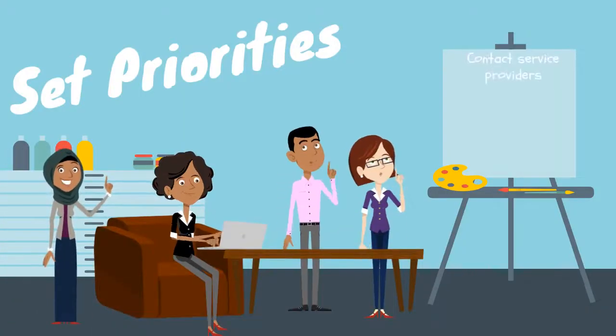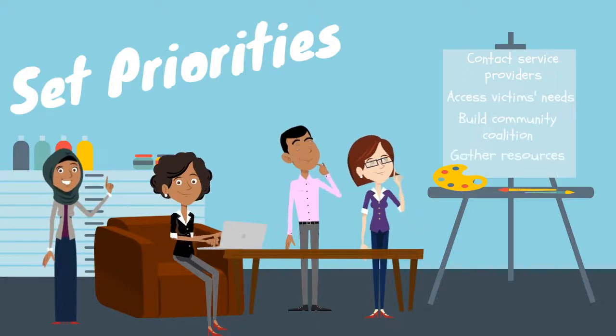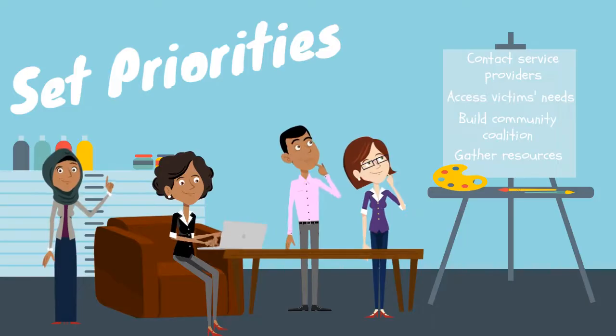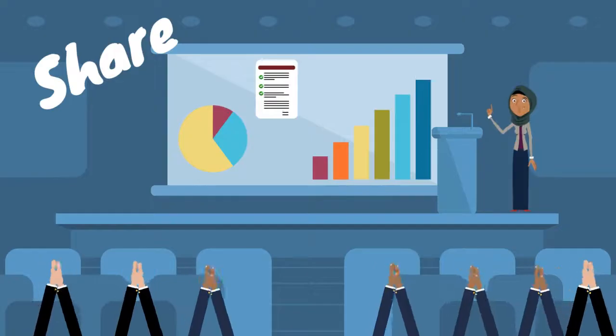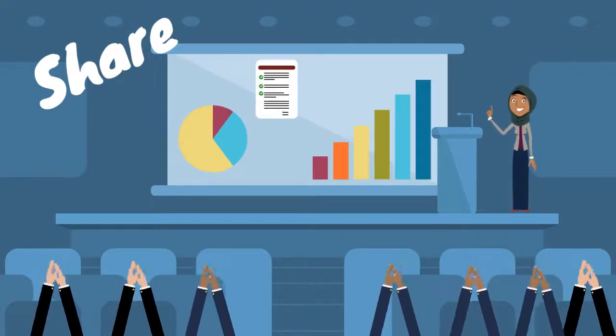Step 4. Set priorities. Based on these key findings, talk with your community partners to collectively agree on priorities to guide future action. Step 5. Share your findings with service providers and stakeholders in your community, as well as other individuals in the field.